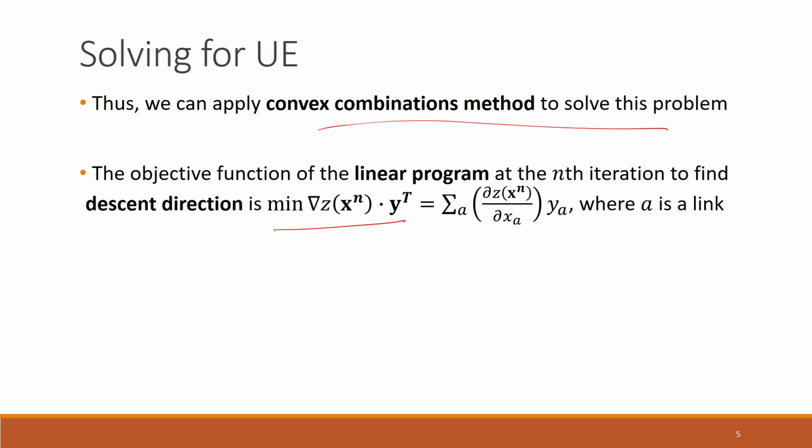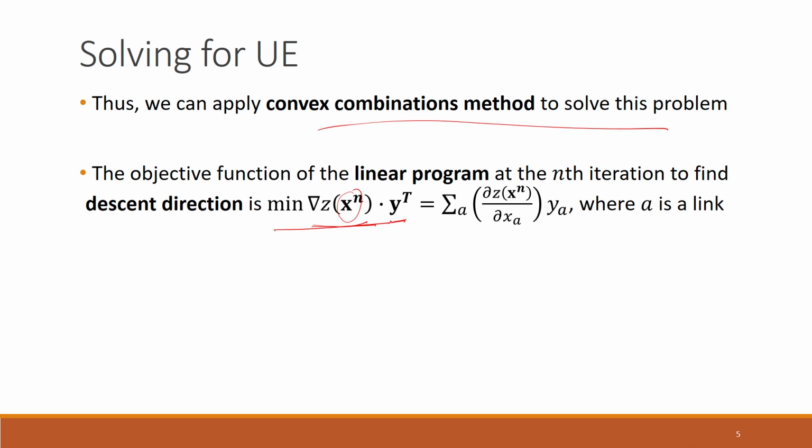At the nth iteration of this algorithm, we already have the current solution that we have, this xn. This is the gradient of the objective function at the current solution, and this is the dot product with the auxiliary solution y that we want to find. Now in the user equilibrium formulation or Beckmann's transformation, the decision variables are the link flows. Therefore this gradient function, gradient z of xn, will have as many components as the number of links that are there.